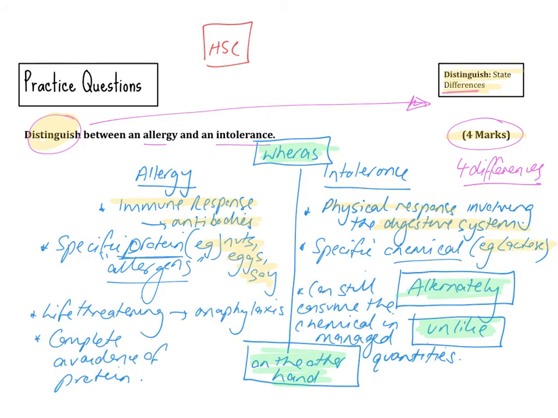Two other differences that I have also included in this little plan: an allergy is a life-threatening condition, and it can be anaphylactic for individuals. If someone has anaphylaxis, it's an extreme allergic reaction that can be life-threatening, and it needs to be managed through administering an EpiPen and calling an ambulance. Whereas if we have a look at an intolerance, it is not life-threatening. The final point that I've made is that an allergy involves complete avoidance of the protein, and even small quantities of the protein cannot be ingested. Whereas with an intolerance, the individual can still consume the chemical, but it just needs to be in managed quantities.